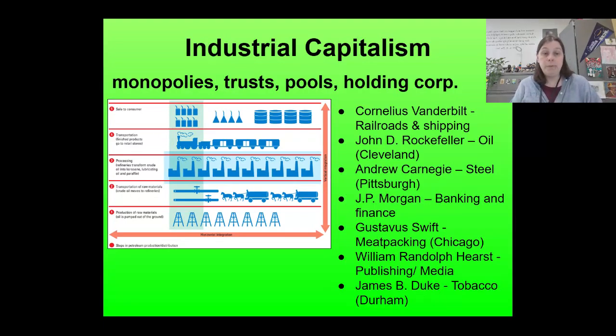We have some media moguls like William Randolph Hearst, who ran a newspaper in New York. I already mentioned James B. Duke, tobacco down in Durham, and Vanderbilt, who I forgot to mention, starts out in steamboats during the Civil War and then jumps to railroads at just the right time, and he's one of the first billionaires in the United States. So you don't need to know all of them, but I would pick 1 or 2 to have in your back pocket that you could talk about if you got an SAQ or whatnot on this.